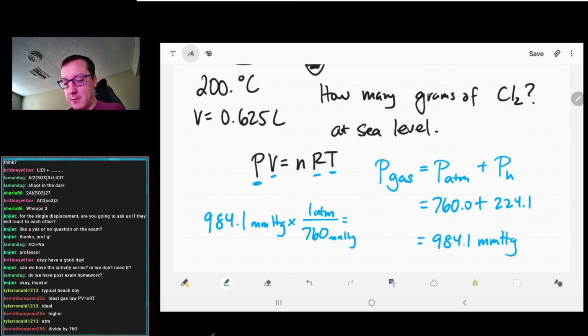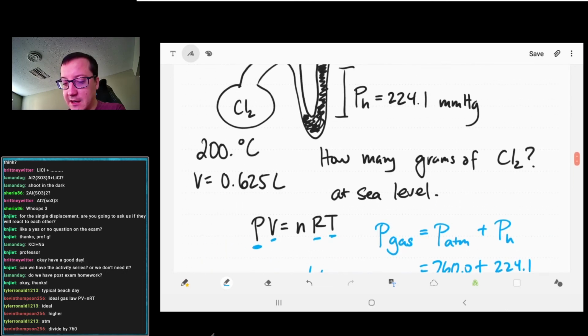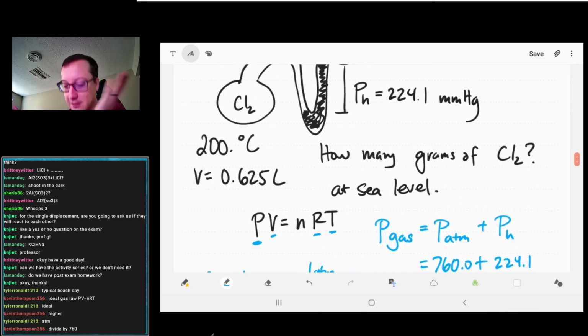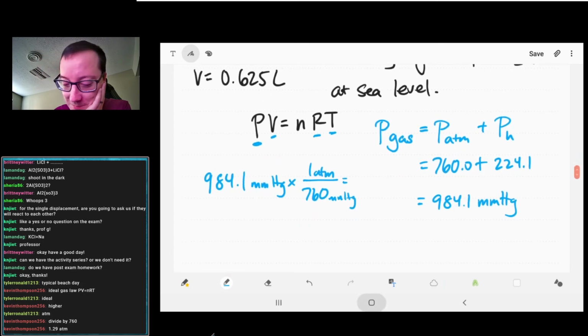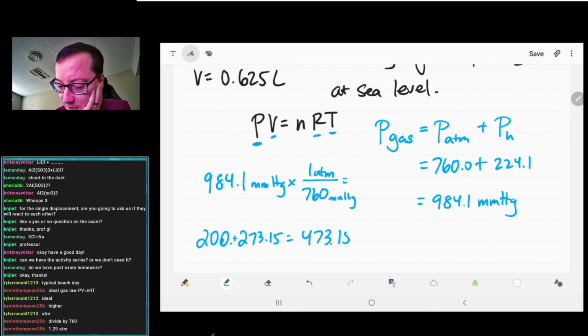In the meantime, we can also adjust our temperature, right? That's in Celsius. That's not a good idea. Why do we have a gas container of 200 degrees at the beach? We're just having so much fun. So that's 473.15 Kelvin. Great, thank you, Kevin.